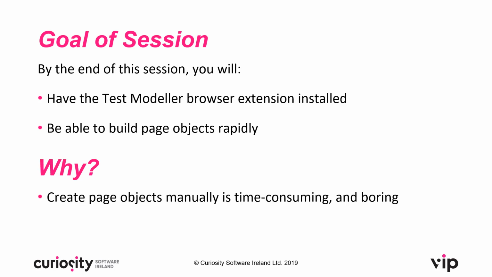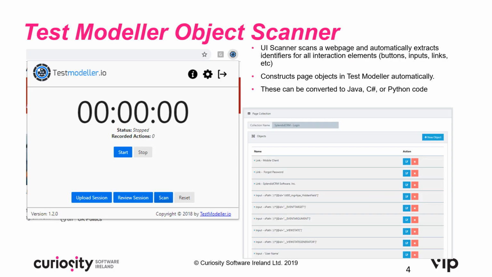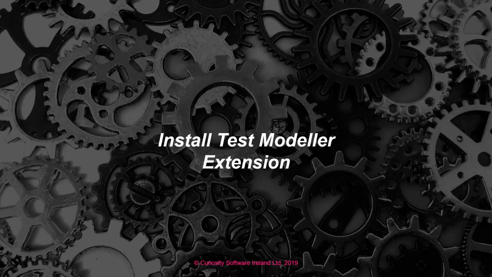Traditionally, building page objects by hand is time consuming and frankly boring. With the Test Modeler Scanner, you can create page objects instantaneously just from scanning web pages. The Test Modeler Object Scanner can be used to scan a web page and automatically extract all of the interactive components on a page. It then constructs page objects in Test Modeler, which can then be converted to Java, C# or Python code. So let's jump in and install the Test Modeler extension.